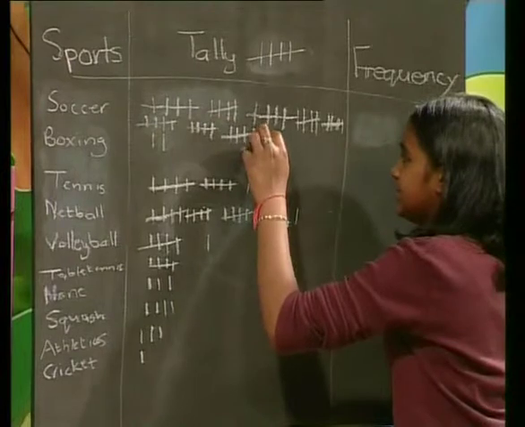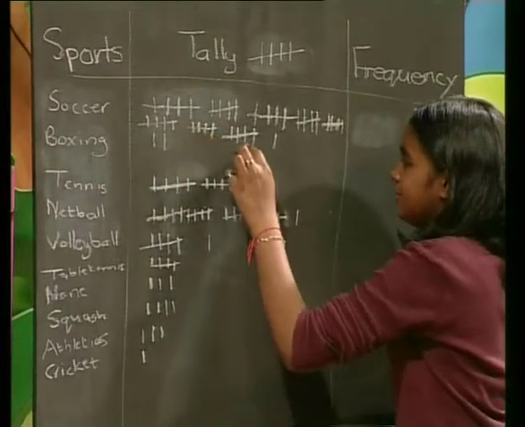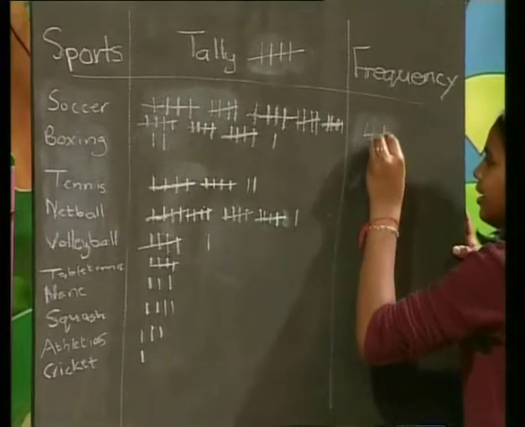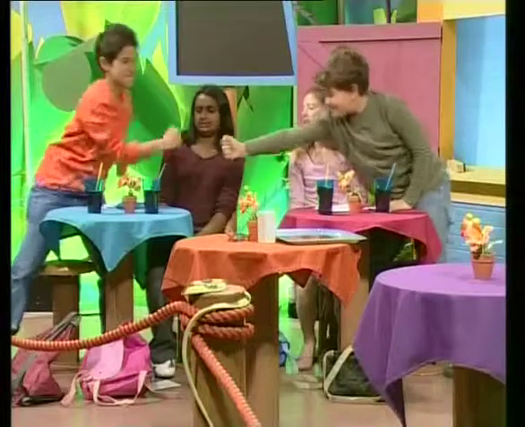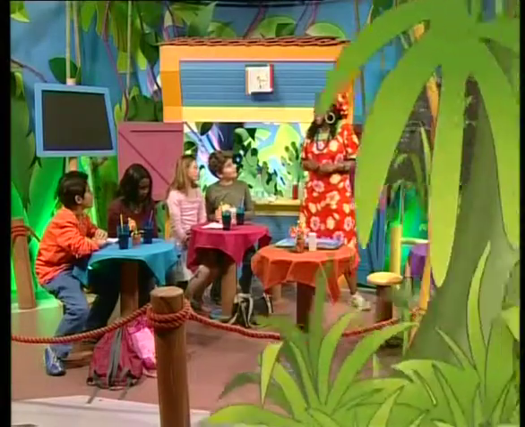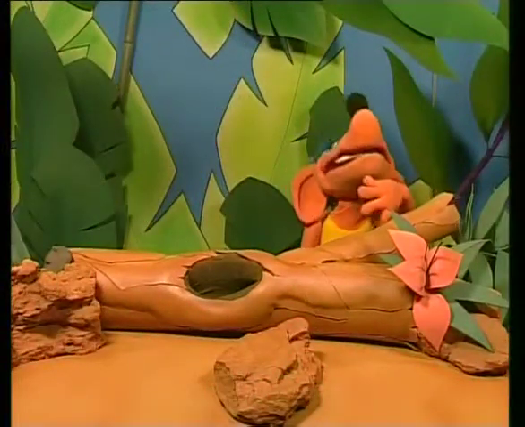Now, while we were busy talking about the data handling cycle, the Safari kids sorted out their information. Let's have a look. It looks like soccer's the most popular. I've got a good way of showing you the results so you can see them straight away.